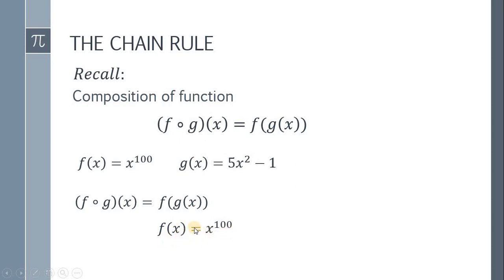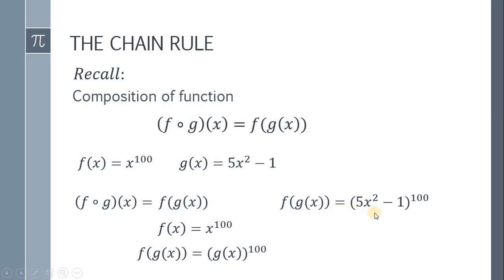Next, lahat ng x papalitan natin ng g of x kasi yun yung kailangan natin. So, magiging f of g of x is equal to g of x raised to 100. Now, may value yung g of x which is 5x squared minus 1. So, yung naka-raise sa 100, papalitan natin and yung nasa kaliwa, hayaan lang natin siya as g of x. So, magiging f of g of x is equal to 5x squared minus 1 raised to 100. And ito yung value ng ating f composed of g of x. Okay? Again, na-recall lang natin siya para ma-apply natin.